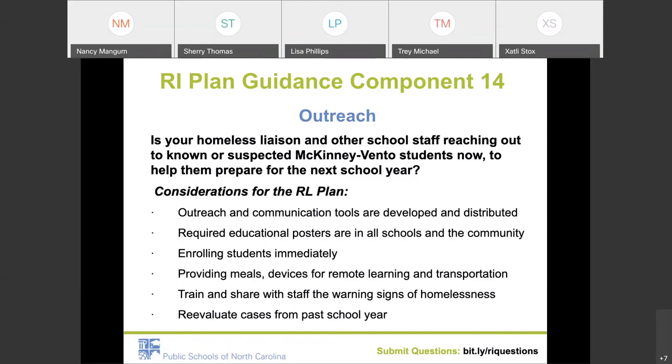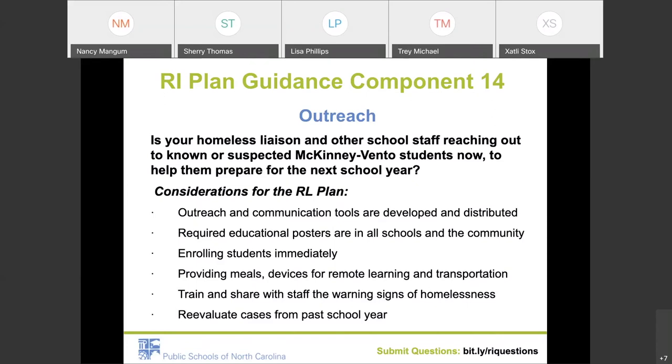The next slide focuses on liaisons and other school staff reaching out to known or suspected McKinney-Vento students, particularly doing that now and helping them to prepare for next school year. Numerous outreach and communication tools are available, including the required educational posters that must be in all our schools and in the community. This is a tool that you can easily put on your website or make available in your schools and in the community to meet a requirement in the law. This is really a simple step. It's free, and your liaisons have already completed most of the posters to be put out into the community.